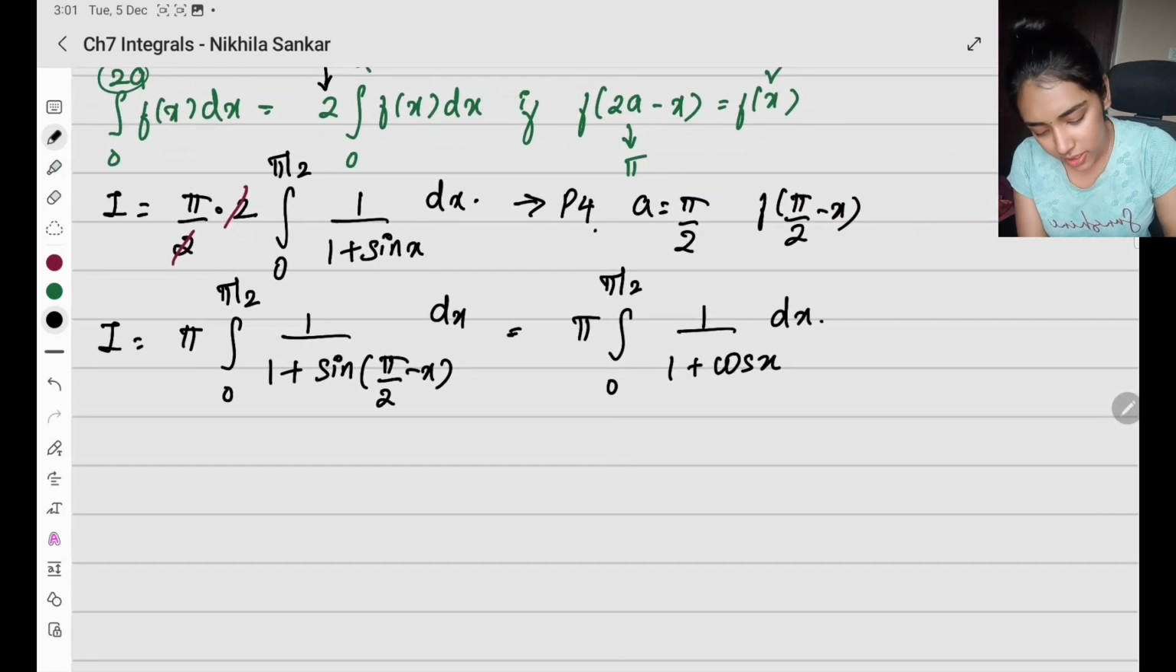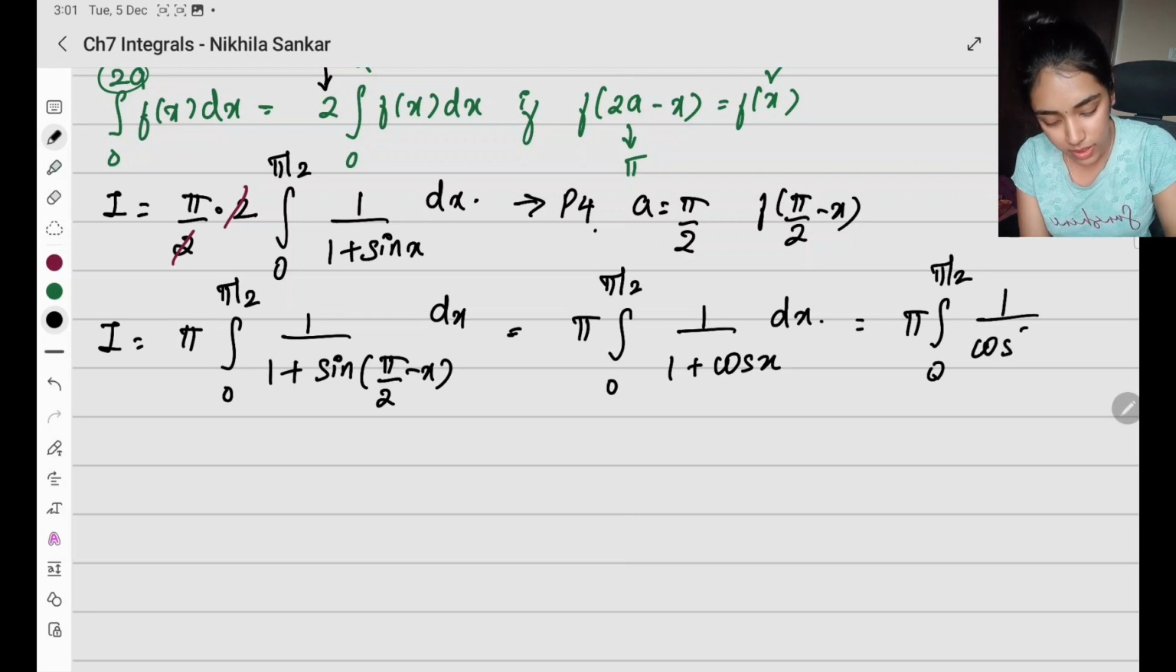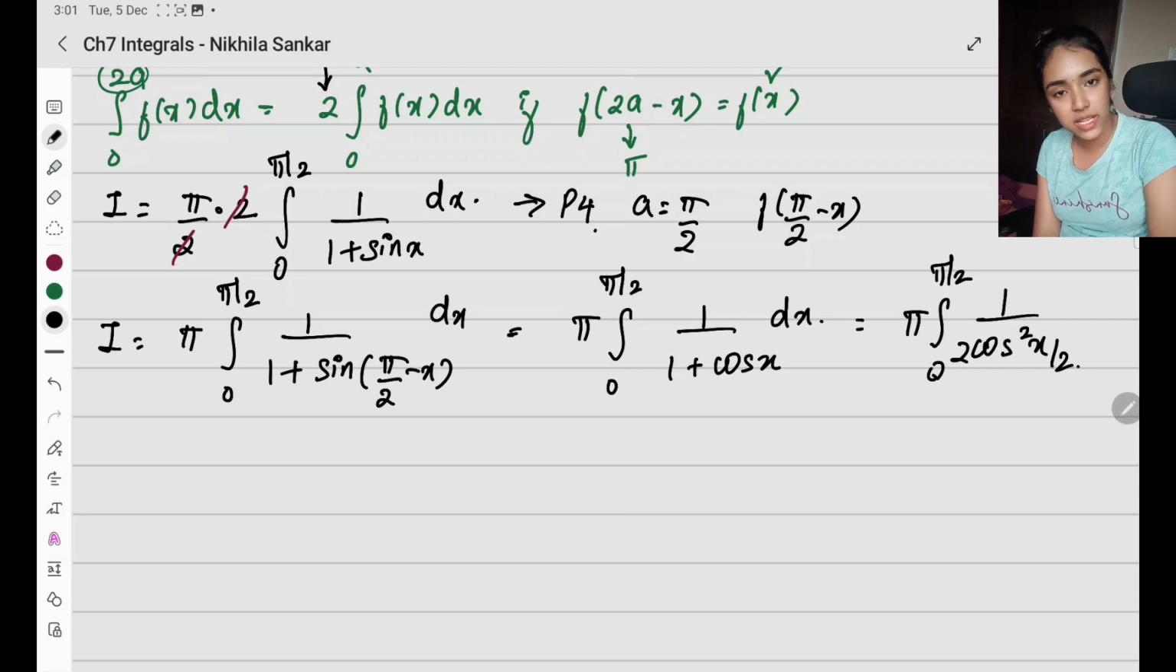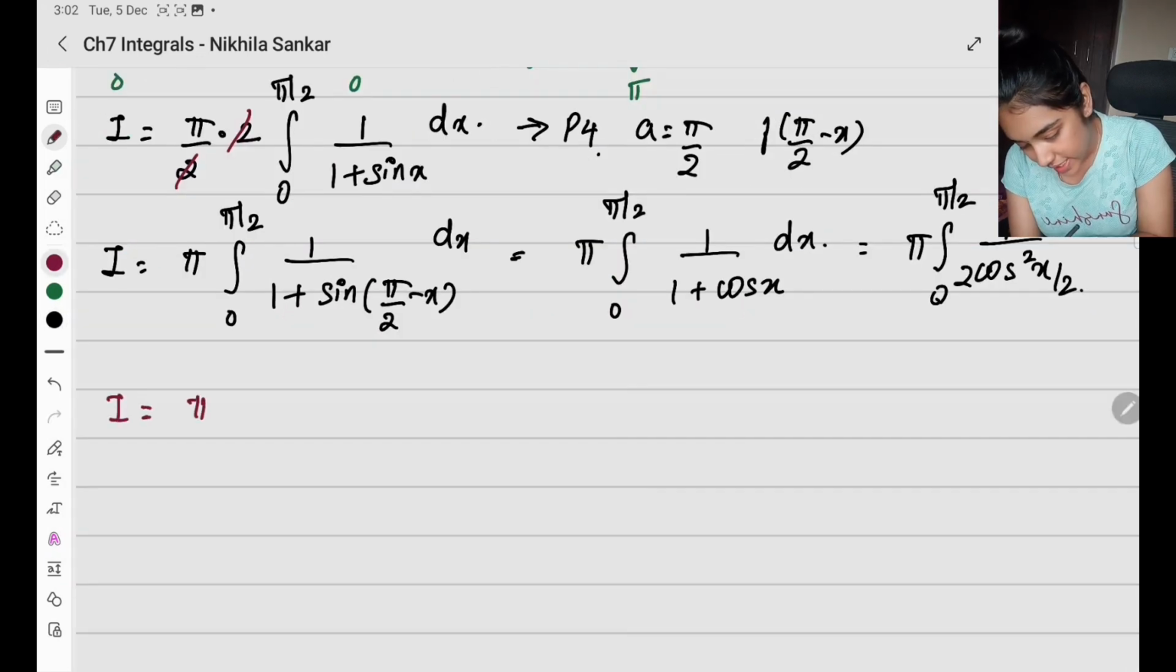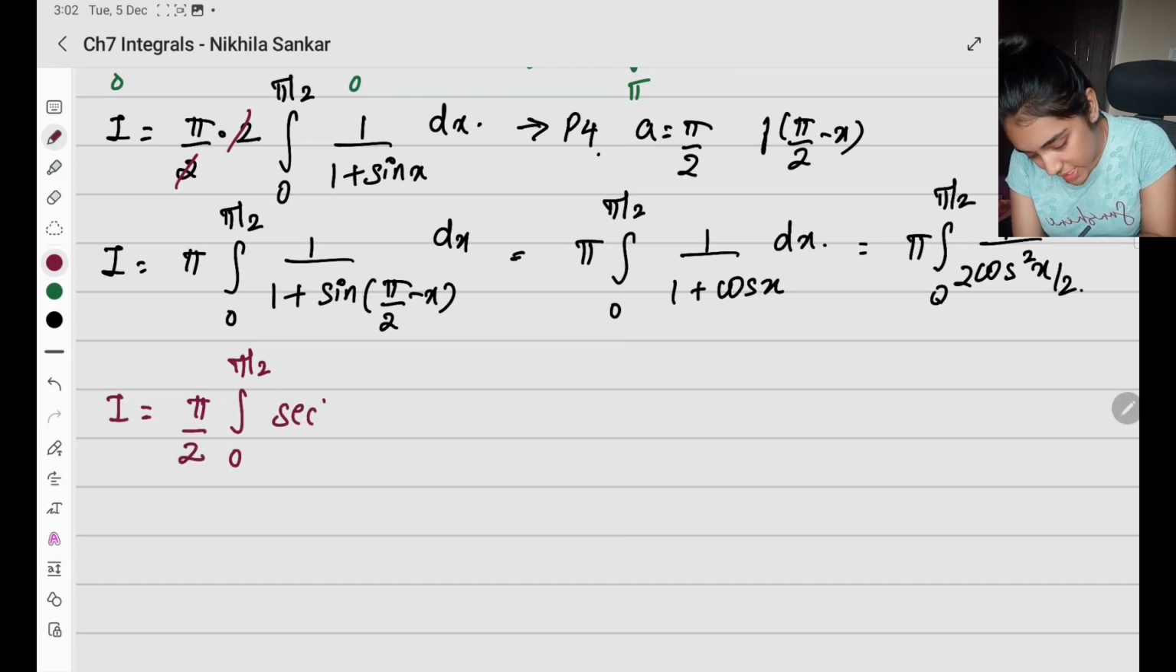Okay. Here I can write 1 plus cos x as 2 cos square x divided by 2, since cos square x is 1 plus cos 2x divided by 2. So 1 plus cos x is 2 cos square x divided by 2. Now how does my integral look like? I equals pi times 0 to pi by 2. I can take the 1 by 2 outside. 1 divided by cos square x is nothing but secant square x divided by 2 times dx.